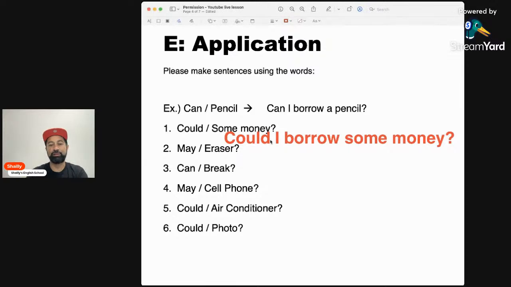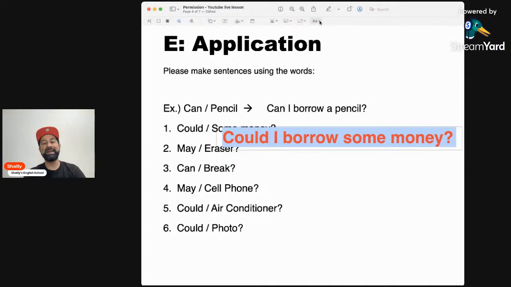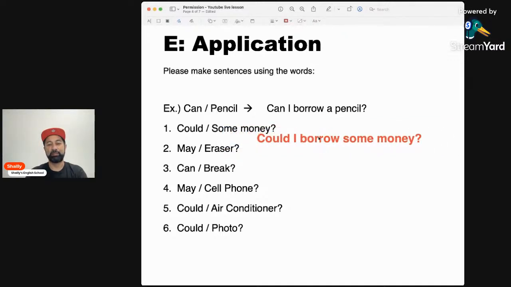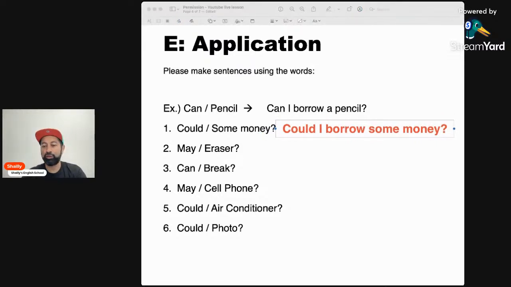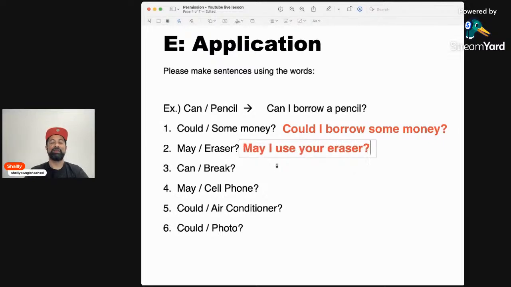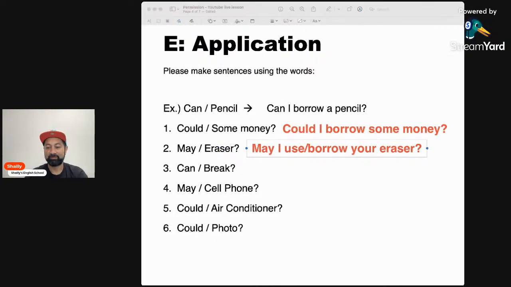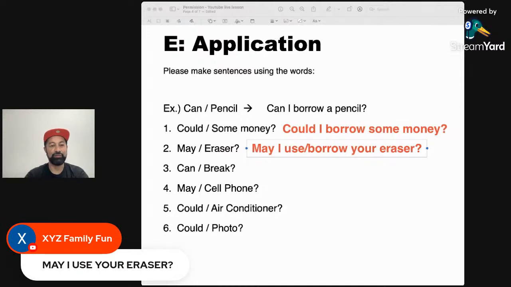Okay, number 2. Let's try number 2 here. What is your answer for number 2? May and eraser. I'm going to make this smaller. May and eraser. So you are in class. Maybe you are answering number 2. May I use your eraser? If that was your answer, I apologize. May I use your eraser? Now, again, this one, you can say borrow again. May I borrow your eraser? All right, XYZ, may I use your eraser? That is perfect.